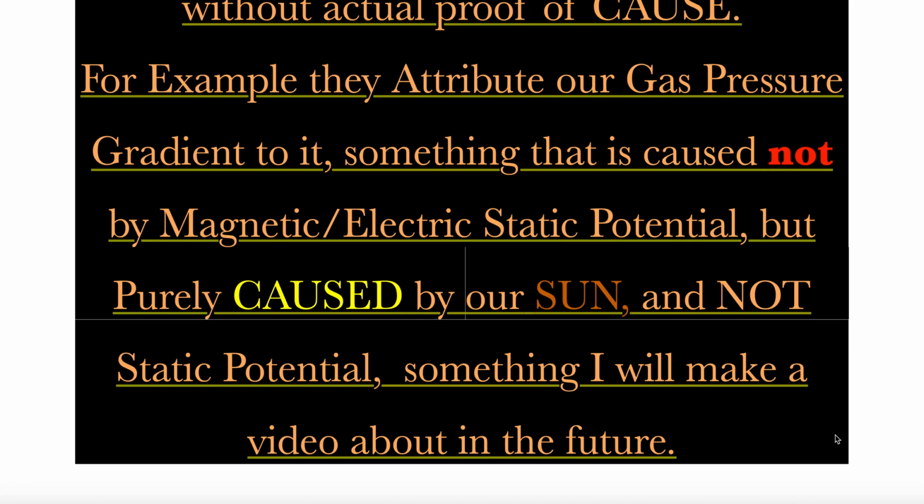Without the sun, all gas would equalize. There would be no gas pressure gradient. There would be no gas cycles. So the sun is the cause of everything. The sun causes all that. It's not incoherent dielectric acceleration. It's not a force of gravity that was thrown out in 1915. It's none of that. It's the sun.